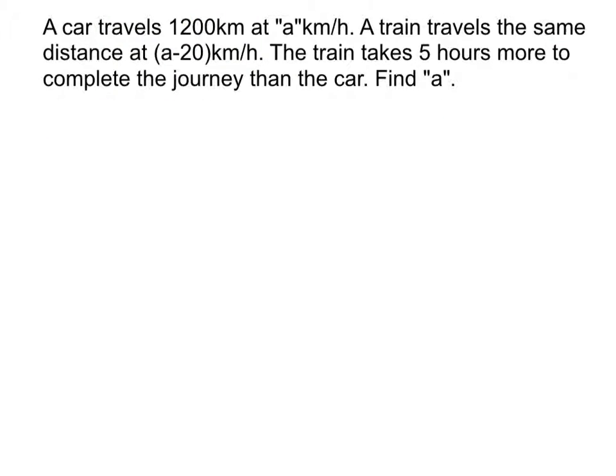A car travels 1200 kilometres at a kilometres per hour. A train travels the same distance at a minus 20 kilometres per hour. The train takes 5 hours more to complete the journey than the car, so find the value of a. Now we need some physics equations here for this, where speed equals distance over time.